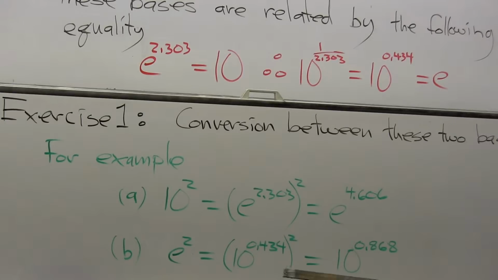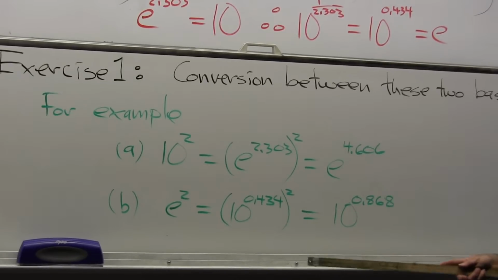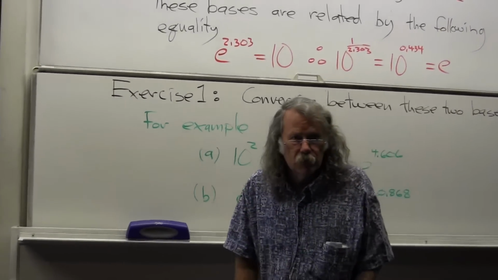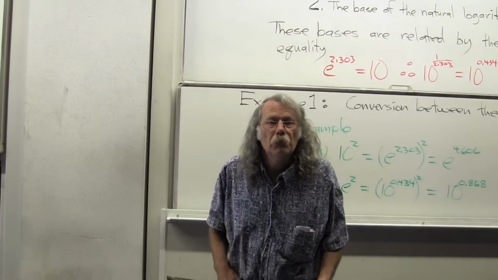And example B, I take e squared and I substitute in 10 to the 0.434, which is the same as e, and I raise it to the second power. Again, it comes down to knowing when to add and when to multiply. In this case, we multiply, like we did before, and that's equal to 10 to the 0.868. So, given these examples, let's now do a few exercises, and there are more exercises provided for you in the handout, but we'll just do the first 4 to get you warmed up.